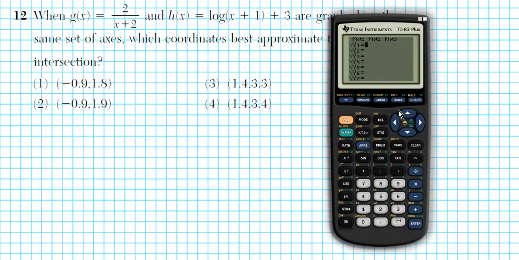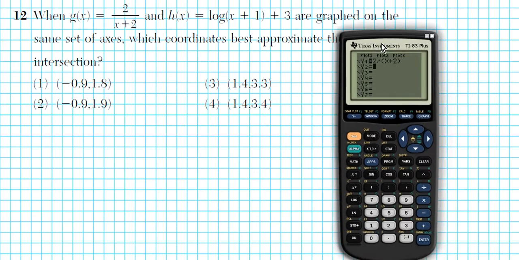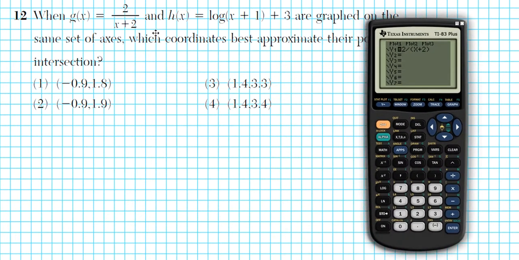So the first one is 2. Now this is very important. There are 2 terms in the denominator, the sum of 2 terms. So in order to accurately enter this into the calculator, we need to use parentheses. Okay, so parentheses x plus 2 groups these 2 terms together in the denominator in the calculator. Okay, so you have to know how to accurately enter expressions into your calculator in order to get the correct result.